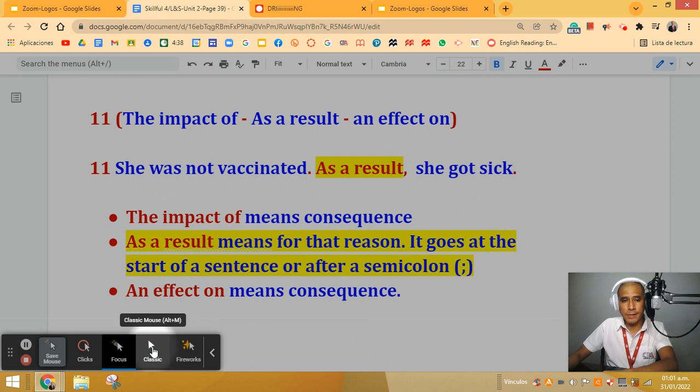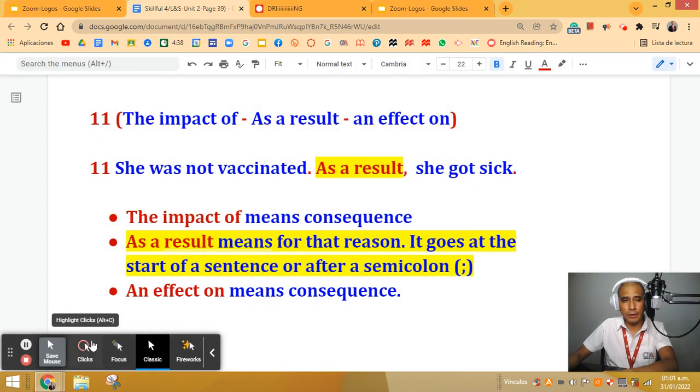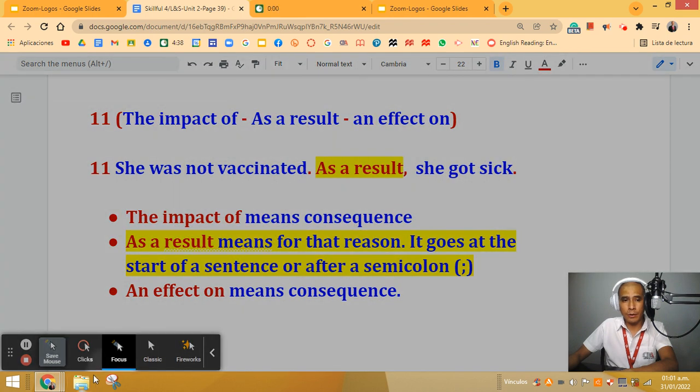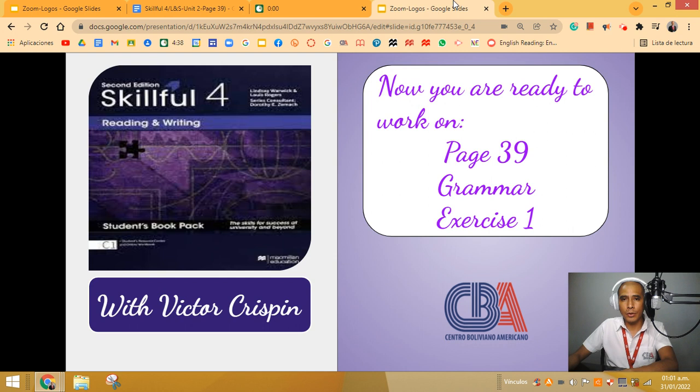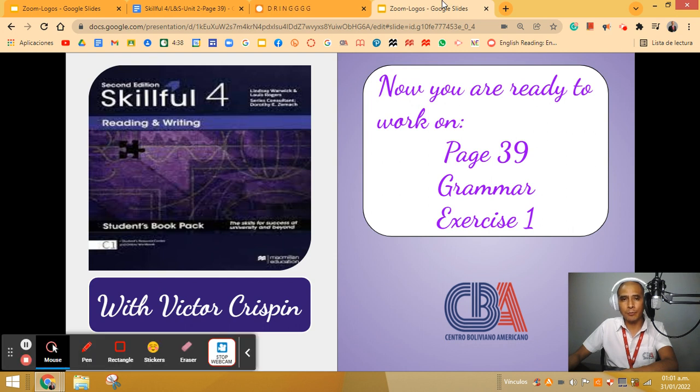Well, basically, these were the examples in order to know more about this new grammar lesson. Now, I believe that you are ready to work on page 39, grammar, exercise 1.